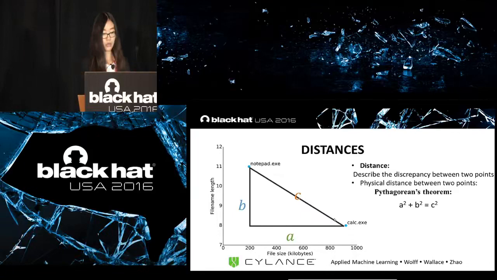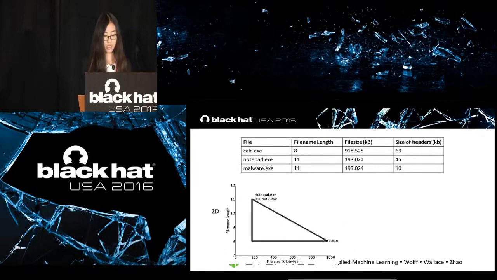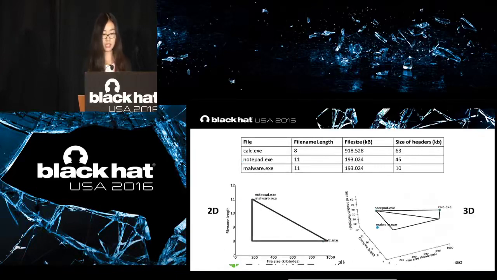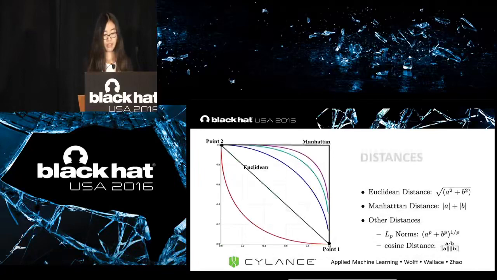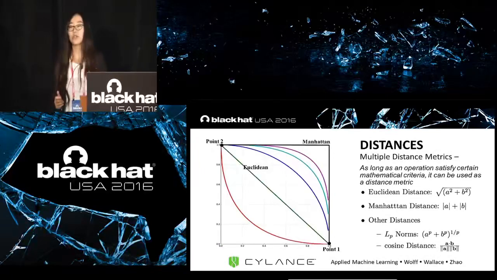If we want to measure the physical distance, we can use Pythagorean's theorem for doing that. This shows how we evaluate the distance between 2 points in 2D, and the same thing applies if we are living in a 3D space. It's also the length of the straight line between those 2 points. However, physical distance is not the only way we can measure distance here.